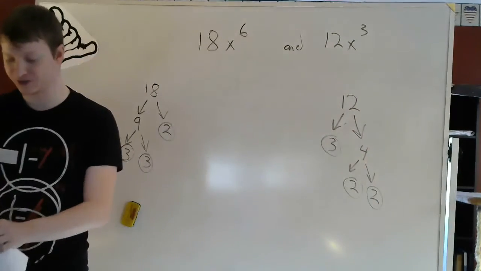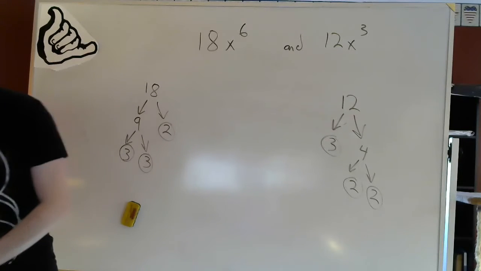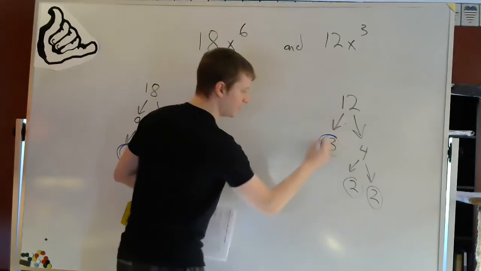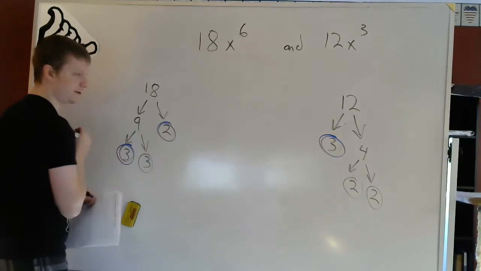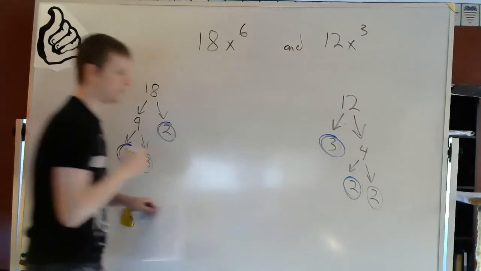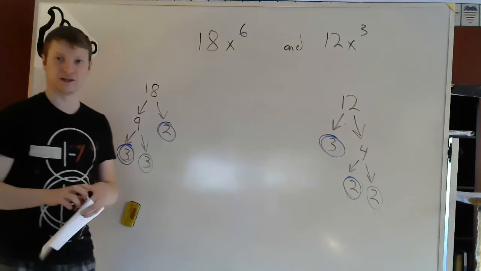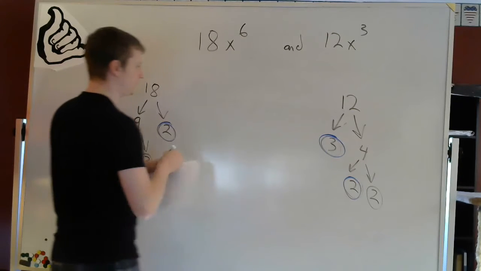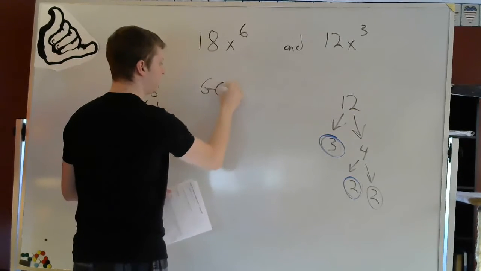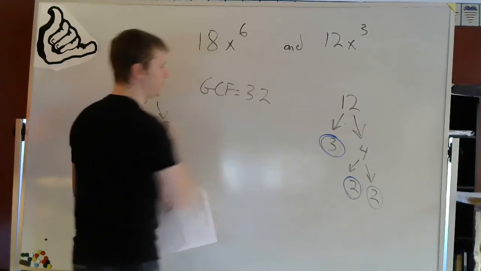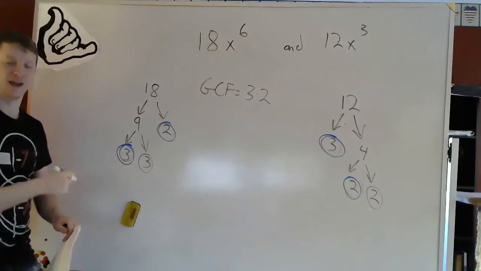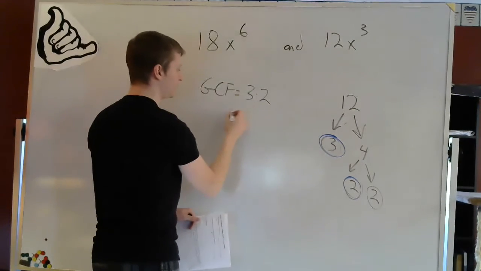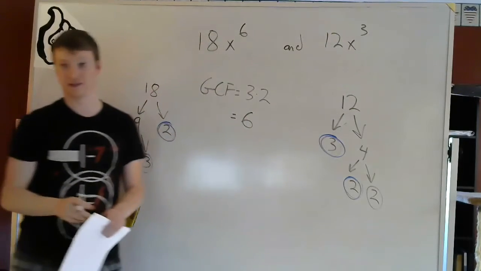Now, of those factors, which ones do they have in common with each other? Well, we've got a 3 over here, and we have a 3 over here. I have a 2 on the 18, and I have a 2 on the 12. So the things they have in common are a 3 and a 2. What do you get when you multiply 3 and 2? You get 6, just like I said at the beginning. The GCF here is going to be 3 times 2. Those are the factors they have in common, and we find the biggest factor they have in common by multiplying them together. So 6 is going to be our GCF, at least the number part of it.